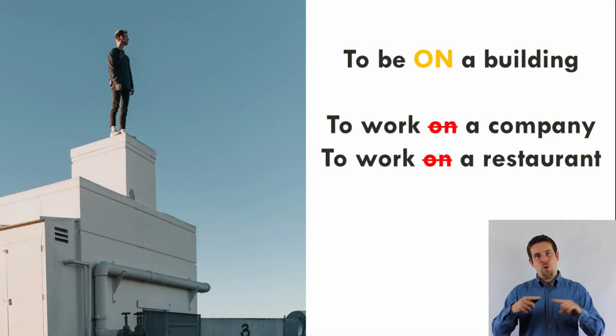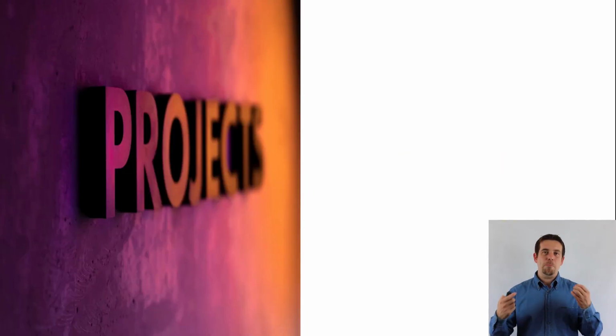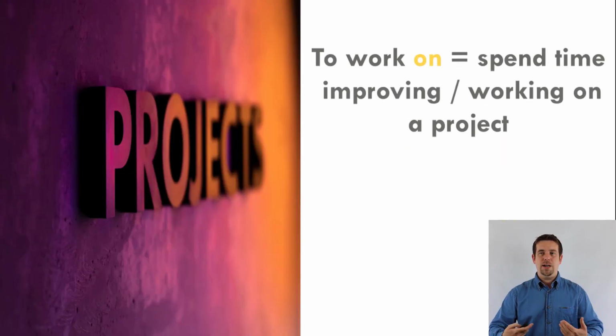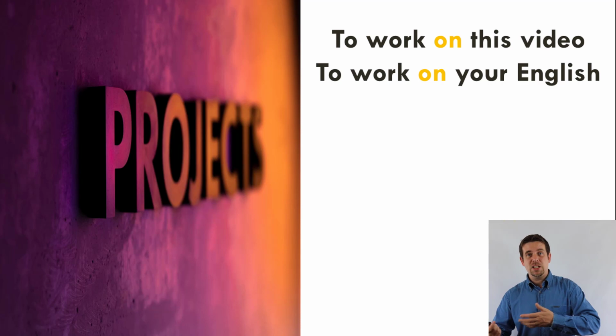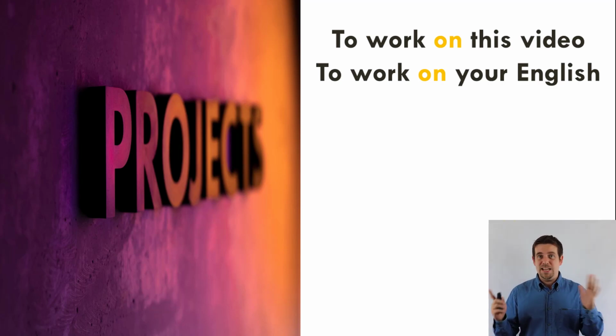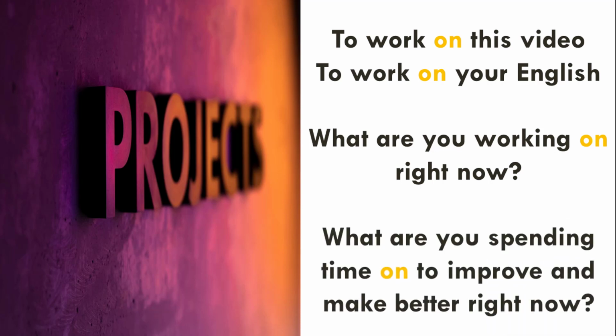So this is why the number one mistake people make is to work on a company, to work on a restaurant, because probably in your language, you don't have the difference between in and on. But when you say to work on a company, what we understand is that you're on the roof, okay? The idea of a project is something you are working on, right? So to work on is to spend time improving and working on a project. Like to work on this video, I was working on these videos for 5 days. You watching this video, you are working on your English. Or what are you working on right now? What projects do you have in your life or at work? What are you spending time on to improve and make better right now?